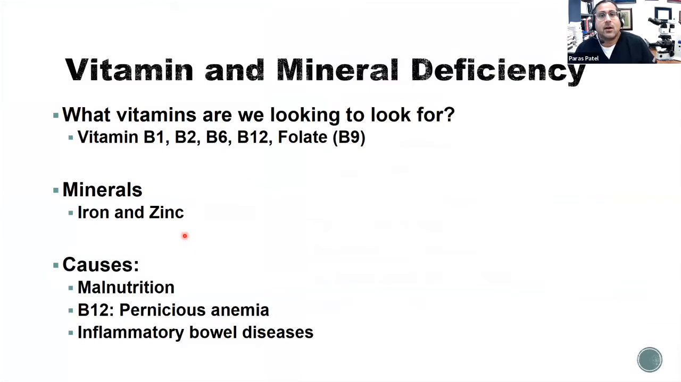So we'll start by talking about vitamin and mineral deficiency. And I'm not going to touch on everything in that list, but we're going to touch on the ones that we may find more frequently in our practice. So what vitamins are we looking at? That's a big way to start. Vitamin B1, 2, 6, 12, and folate are really big in regards to resulting in an ulceration if you're deficient in those vitamins, okay?